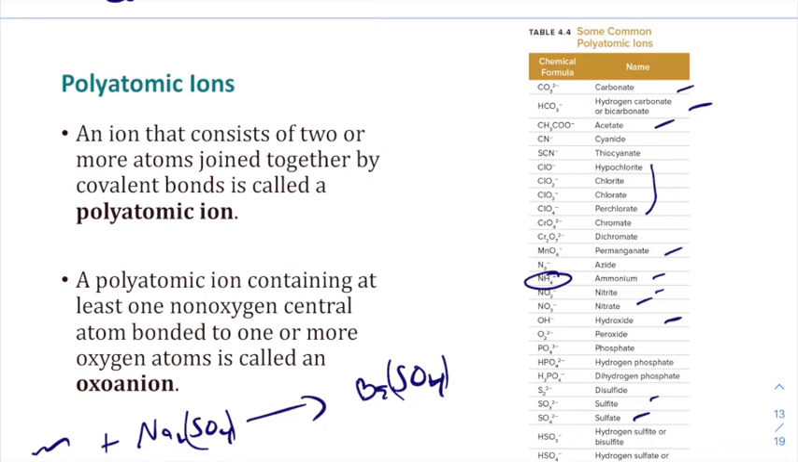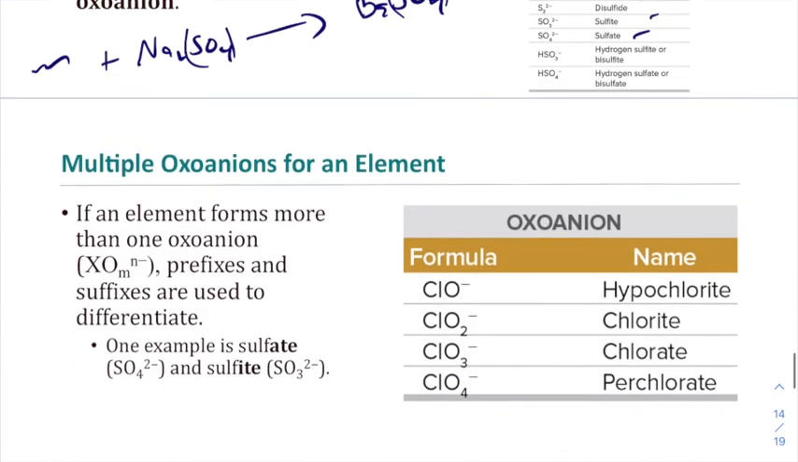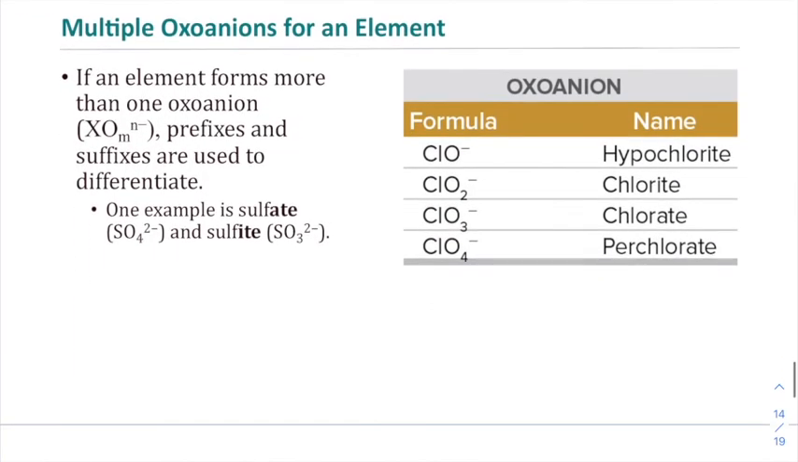If we add hydrogens to these, they'll be acids, and you'll have perchloric acid, chloric acid, right? Chlorous acid, and hypochlorous acid. You'll see that in your book as you get familiar with the naming of acids. So this is the idea.